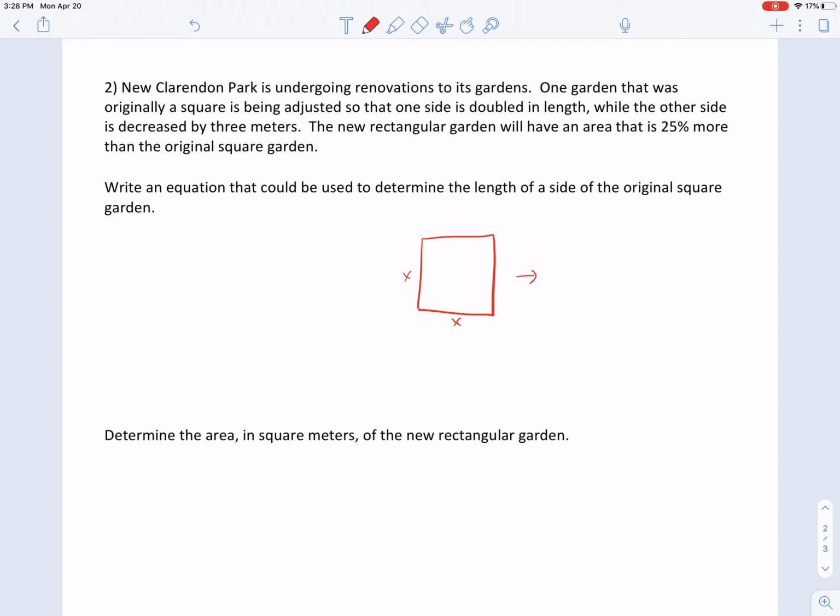But now they're saying that they're taking one side and doubling it. So if I double this dimension, what would it become? It's going to be 2x, while the other is decreased by 3 meters. So this dimension here, I could draw it to look smaller because it's being decreased by 3 meters. And I could make it x minus 3. This is the new garden after the renovations. The new rectangular garden will have an area that is 25% more than the original square garden.